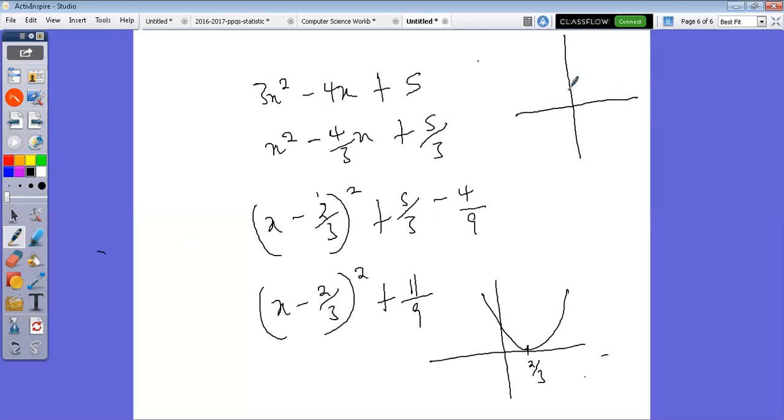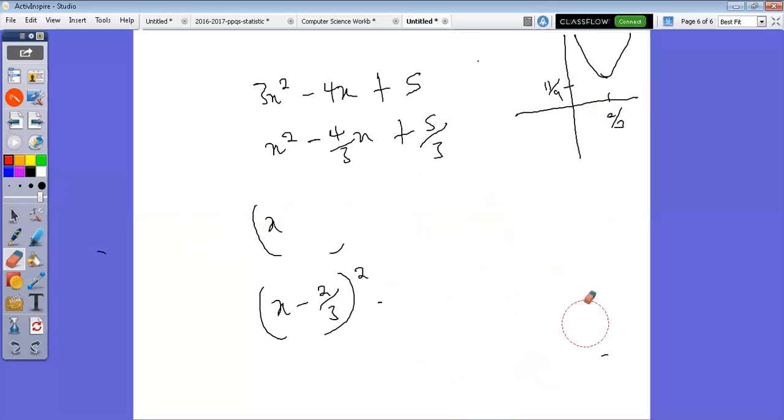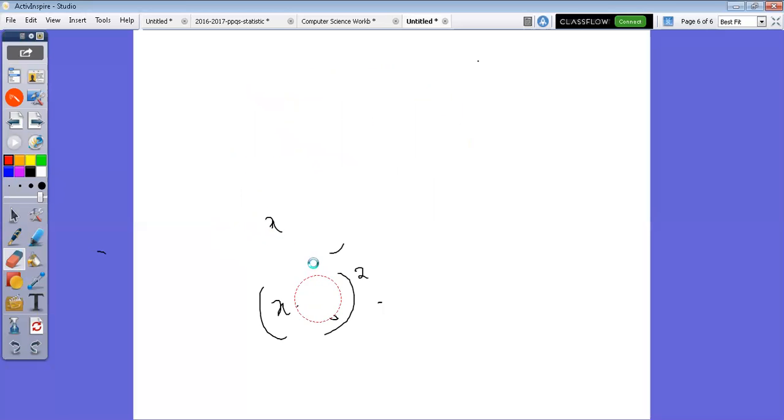Which is 1 and something. Hope it's making sense. If it's negative, we are moving the graph down. Clear? So it means I should be able to sketch any quadratic equation. Making sense? Any quadratic equation, I should be able to sketch it.